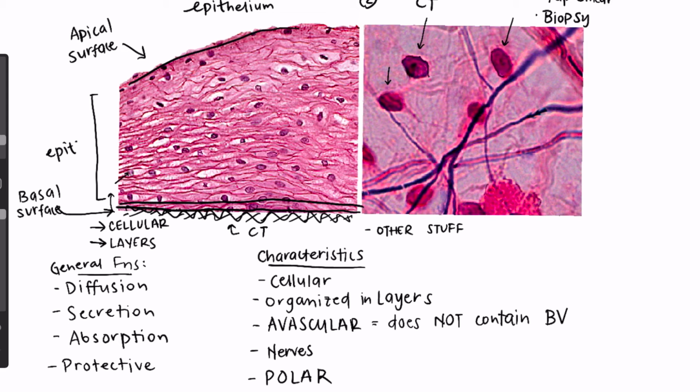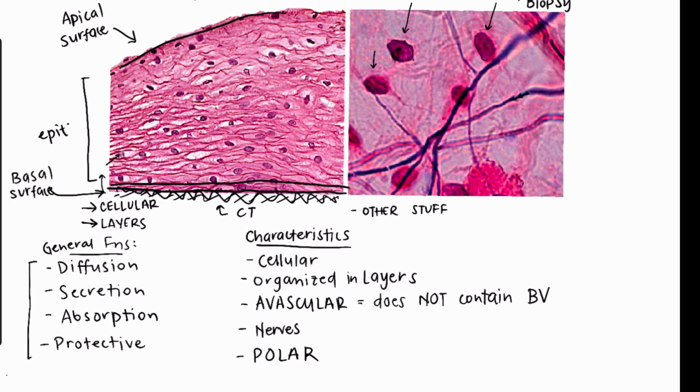I forgot to mention this. In addition to these functions, diffusion, secretion, absorption, protection, it tends to cover things or line things. And so, I mentioned the surface of our skin. It covers the surface of our skin. It lines certain organs. It lines all of our organs.